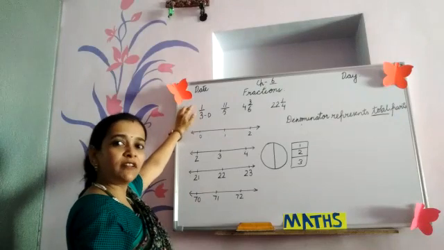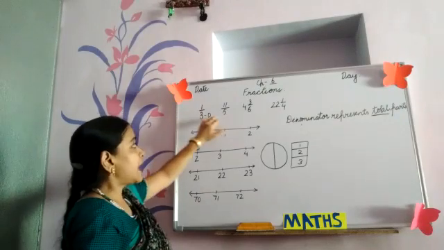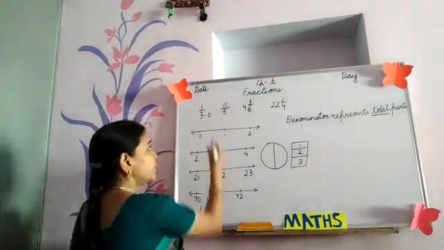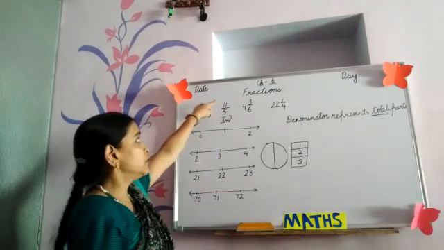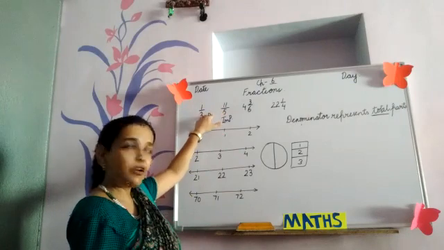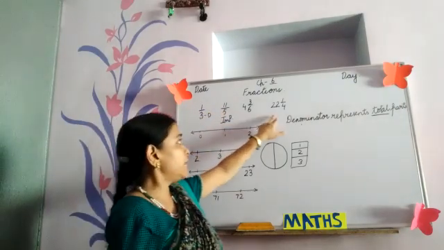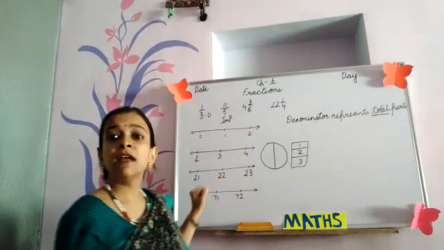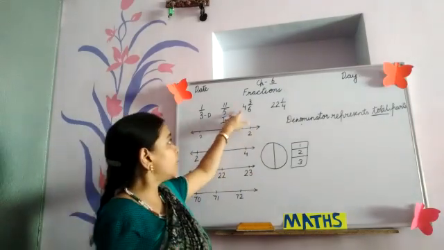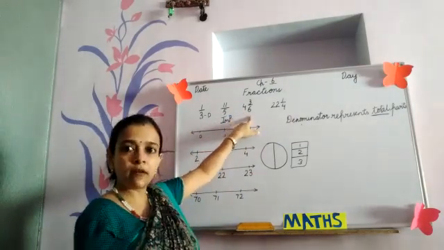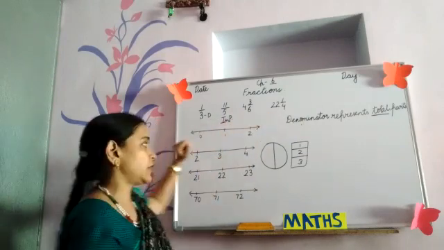numerator is smaller than the denominator, and the second one is improper fraction because numerator is greater than the denominator, and third and fourth one is a mixed fraction. Mixed fractions are the fractions which is having one whole number and a part. So those are mixed fractions.